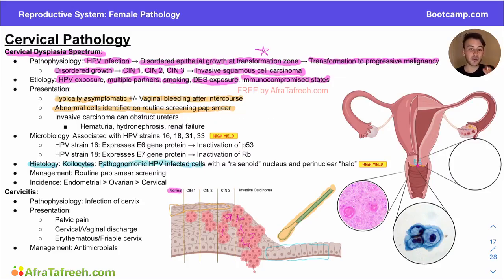So in our histology, we see koilocytes, which are pathognomonic for HPV infected cells. And for those of you who don't know, pathognomonic essentially means that this cellular finding is unique to HPV infection. So it's a great way to get easy points on exam day. These are described as a raisinoid nucleus with a perinuclear halo. Let's go ahead and take a closer look here.